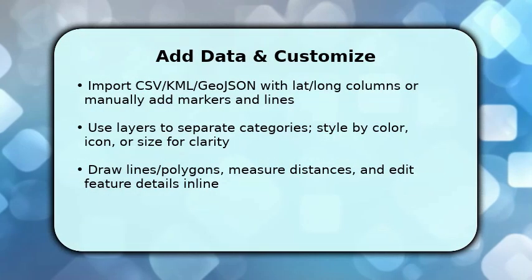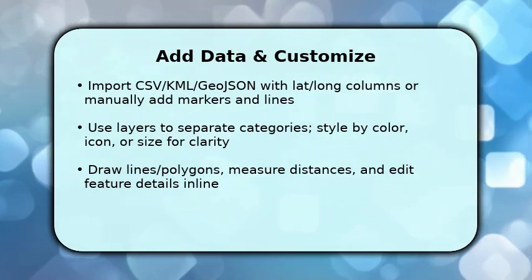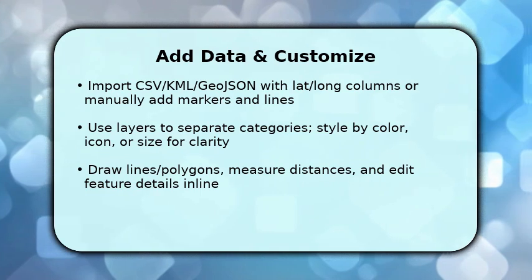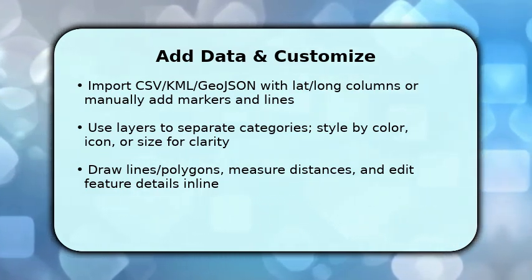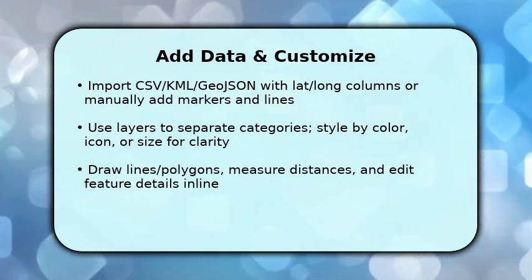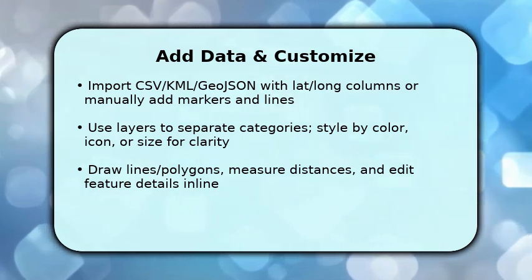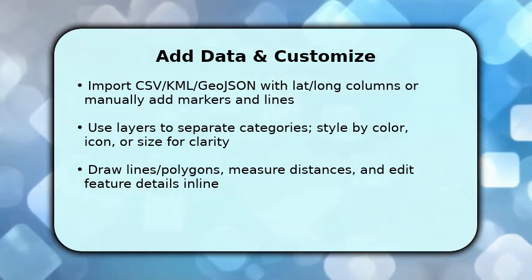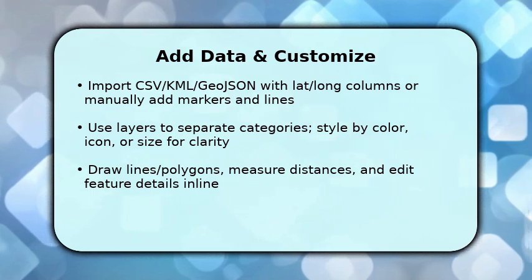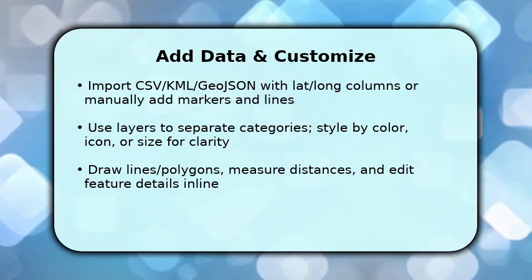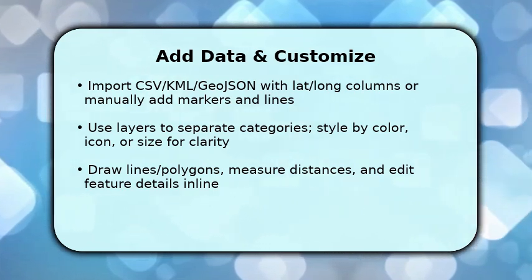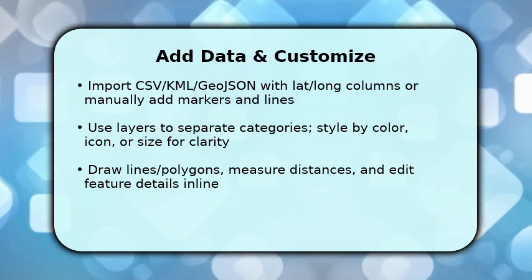If you have CSV, KML, or GeoJSON, upload it and map the latitude/longitude fields. This speeds work. Use separate layers for categories, clients, stops, hotspots, so you can toggle visibility. Style each layer using colors, icons, or scaled markers to communicate priority or type. Draw lines and polygons for routes and areas, measure distances when relevant, and edit attributes directly.